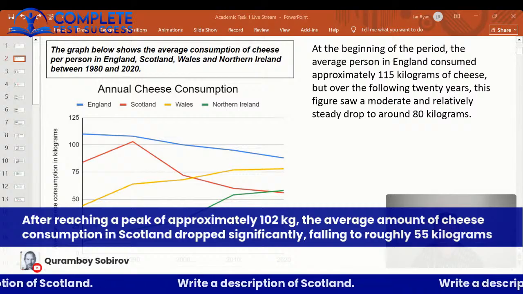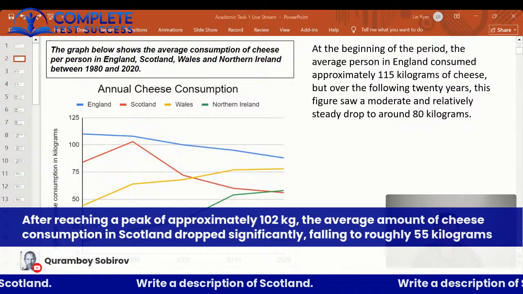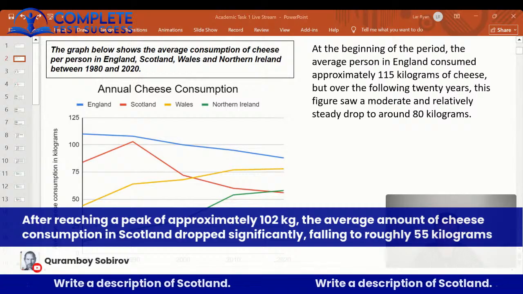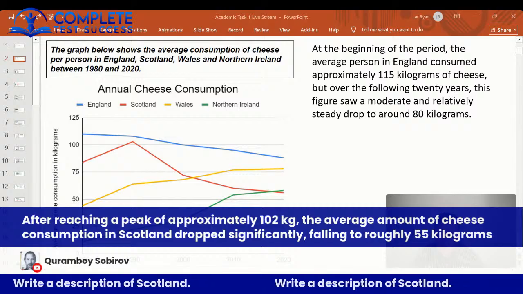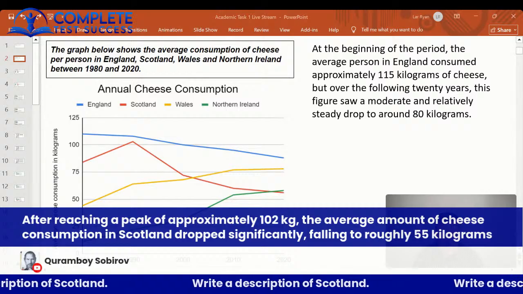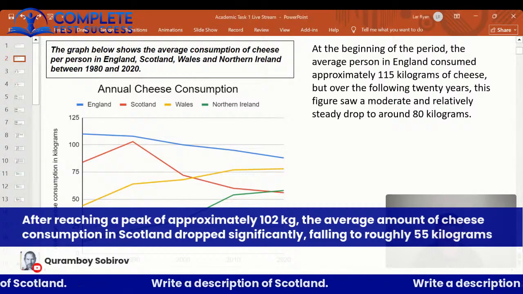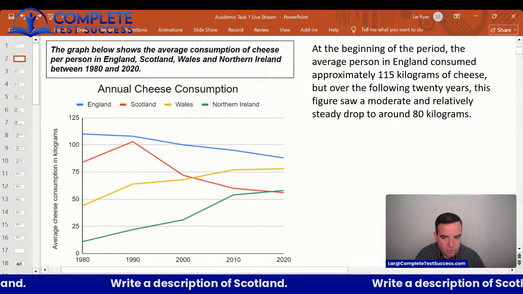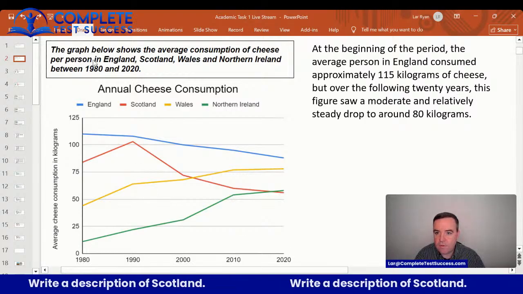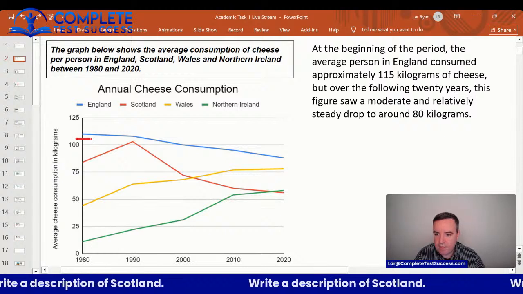It reached a peak of approximately 102 kg. When? When did that happen? So you need to say, for every point on the chart, like if you want to say 102 kg, the reader will go, okay, so it was here.